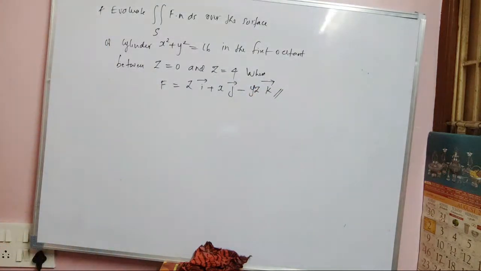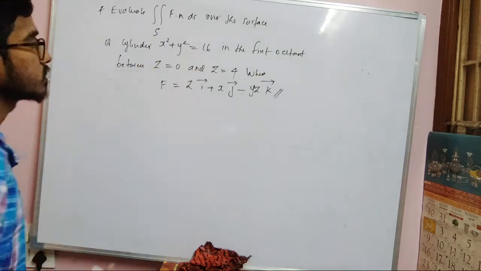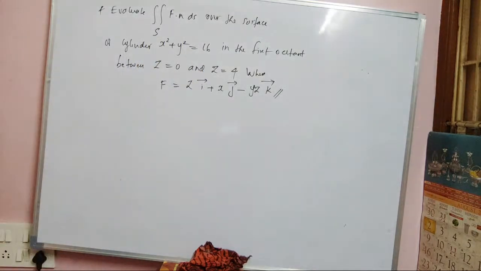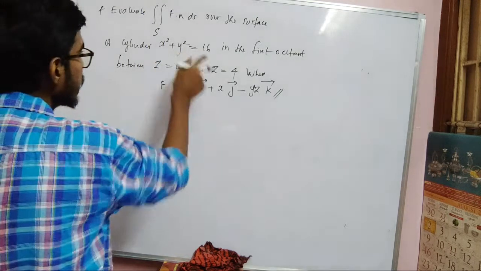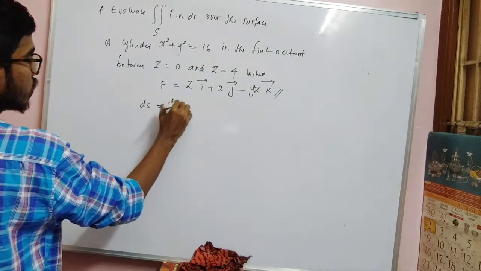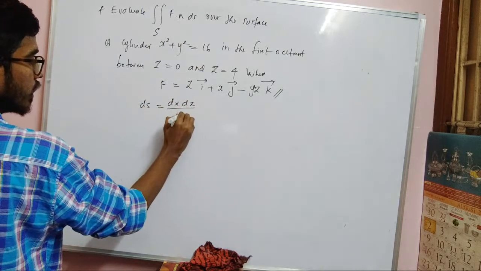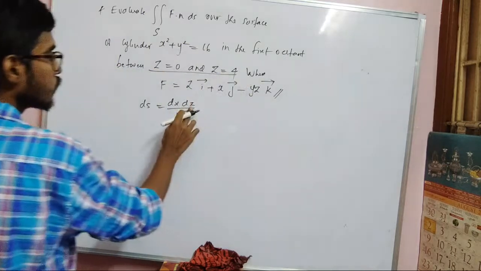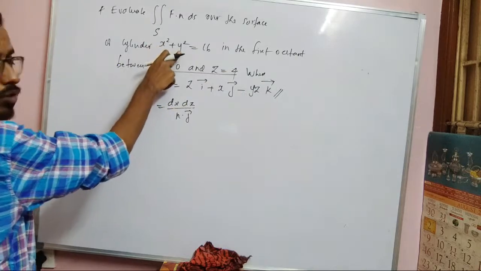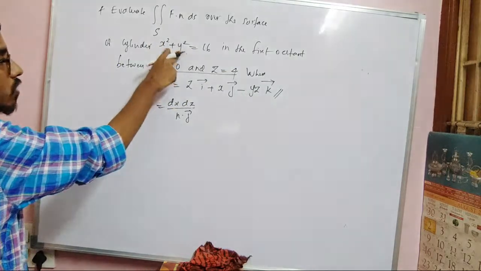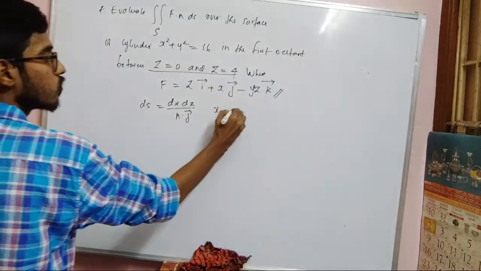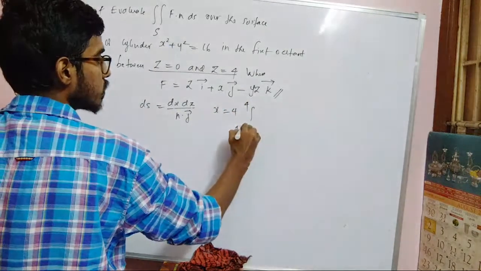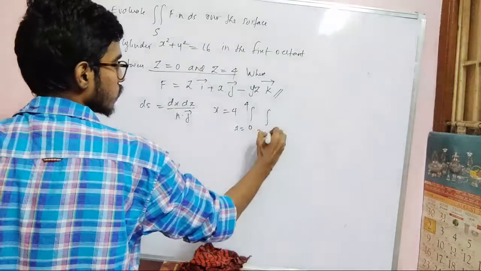This is similar to the problem that we did first. They are given the cylinder x square plus y square is equal to 16. Now we can take dx dz or dy dz. So just take dx dz, right? So dS is equal to dx dz by n dot j. The z limit is from 0 to 4, and for finding the x limit you put y is equal to 0, which means x will be 4. So the limit is x from 0 to 4, and z from 0 to 4.